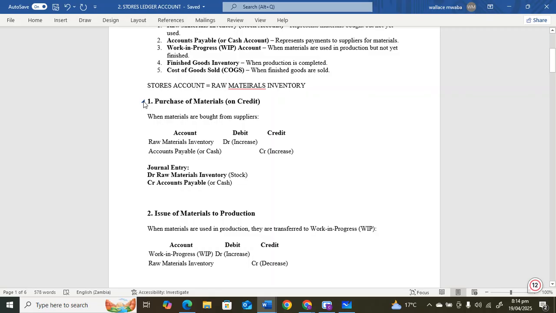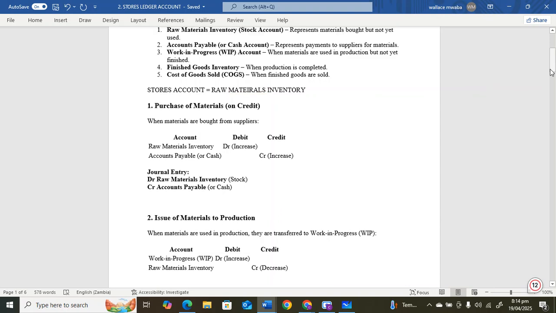All right. So here are some transactions and the journal entries attached to them. Then we'll look at an example. Whenever you purchase materials, remember I said the stores account is like an asset account. So whenever you purchase raw materials, it's like an increase in your asset. That's why we are debiting here. You debit the stores account. Now raw materials have come in, so it's increasing. So that's why we debit.